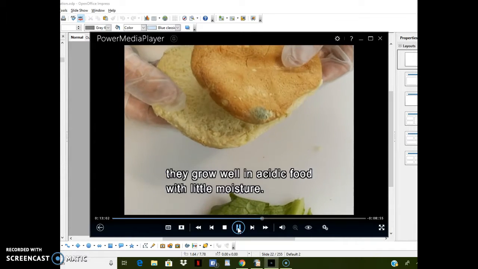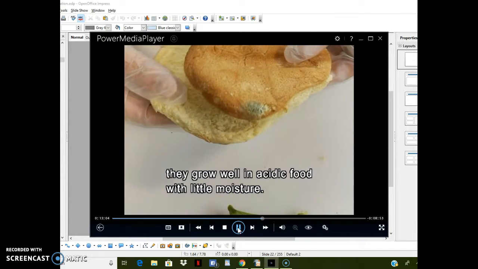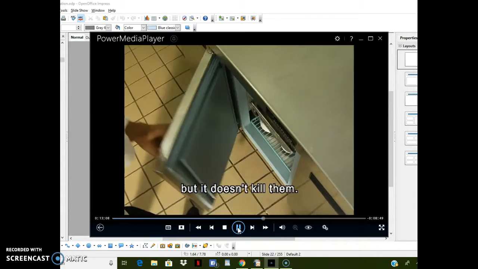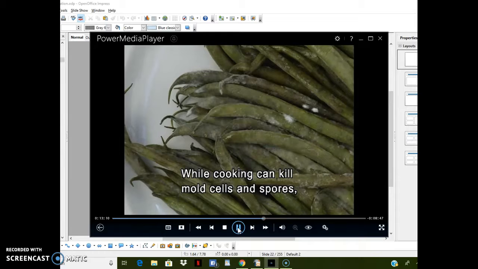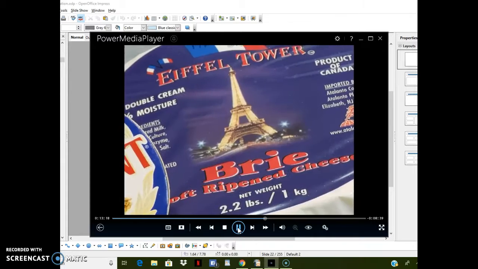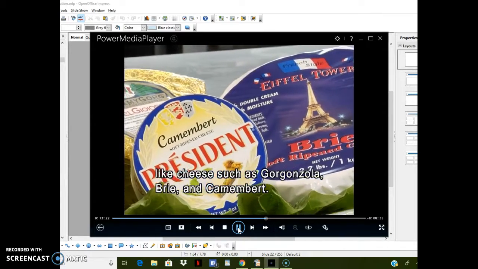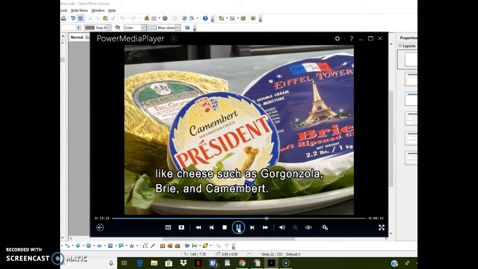They grow well in acidic food with little moisture. Refrigerating or freezing food may slow the growth of molds, but it doesn't kill them. While cooking can kill mold cells and spores, some toxins can remain. To avoid illness, you've got to throw out all moldy food. That is, unless the mold is a natural part of the product, like cheese such as gorgonzola, brie, and camembert.